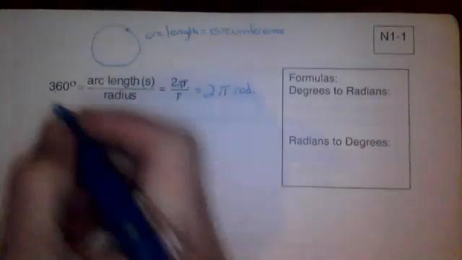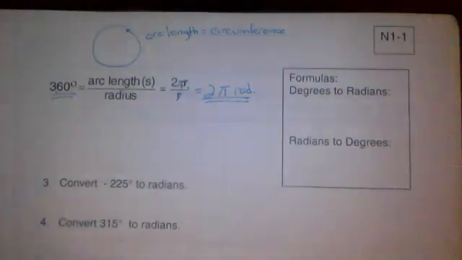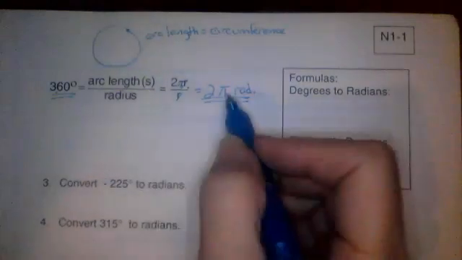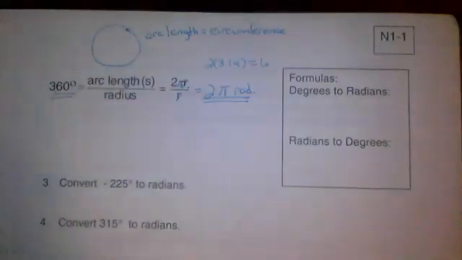So it looks like 360 degrees is equivalent to 2 pi radians. So let's tie that back into our estimate a minute ago. We know that pi is 3.14, so we're saying 2 times 3.14, which is approximately 6 radians. So it matches the picture that we talked about on the other side as well.